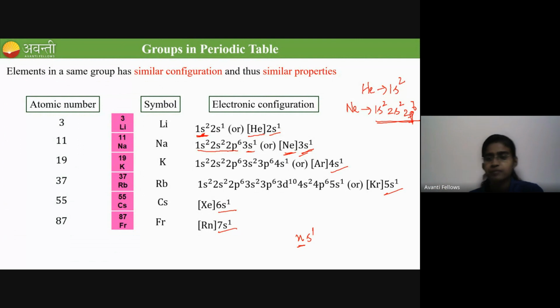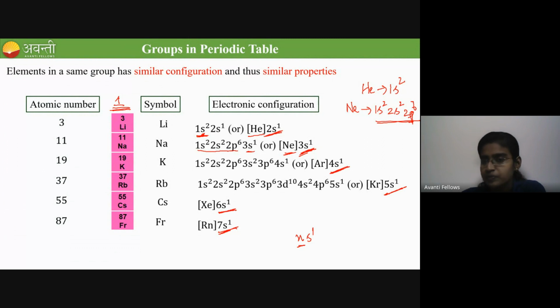Okay, I'll repeat. So I have taken the first group for you as an example. These elements belong to the first group. And for all these first group elements, we can find the outer electronic configuration as same. For lithium, it is 2s1. For sodium, you can see it is 3s1. And potassium, it is ending up with 4s1. Same way for rubidium, 5s1, cesium, 6s1, and francium, 7s1.